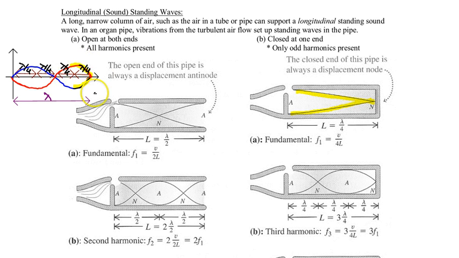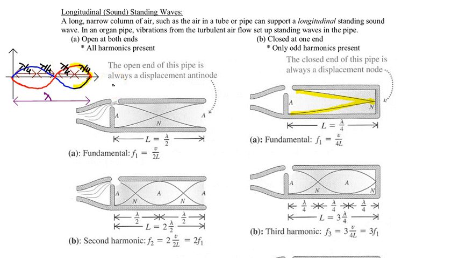So what you see here at this first harmonic for a closed at one end situation is that the length of this pipe, L, is equal to a quarter of the wave. You can see it's highlighting here a quarter of one entire wave.